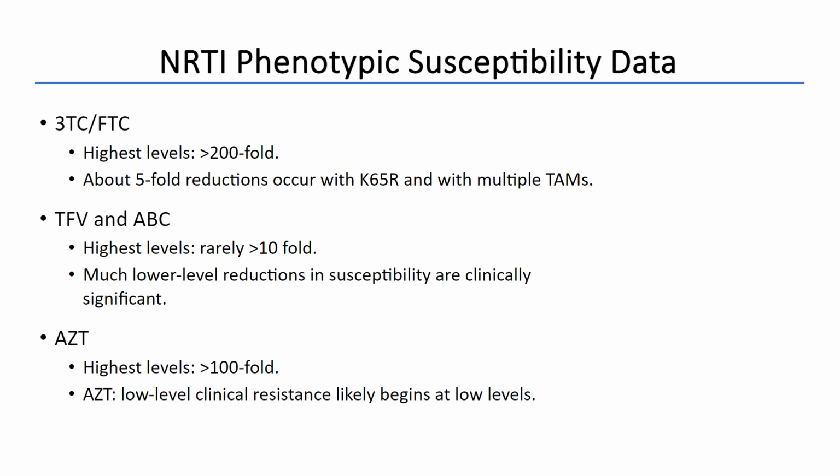For tenofovir and abacavir, reductions in susceptibility rarely exceed 10-fold, but low-level reductions in susceptibility to these NRTIs are clinically significant. Like 3TC and FTC, AZT has a high range in possible fold reductions in susceptibility. However, because AZT is weaker than other NRTIs, low levels of reduced susceptibility, as observed with certain individual TAMs, are clinically significant.